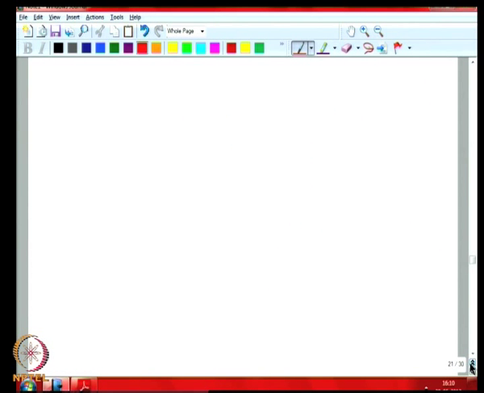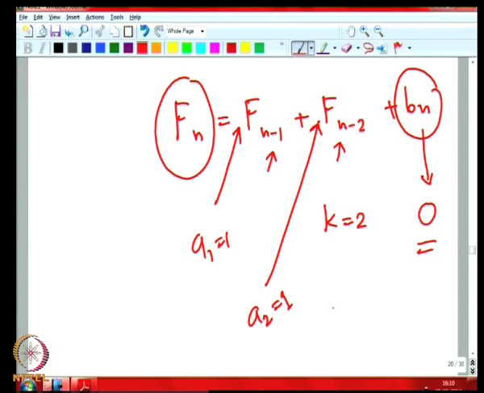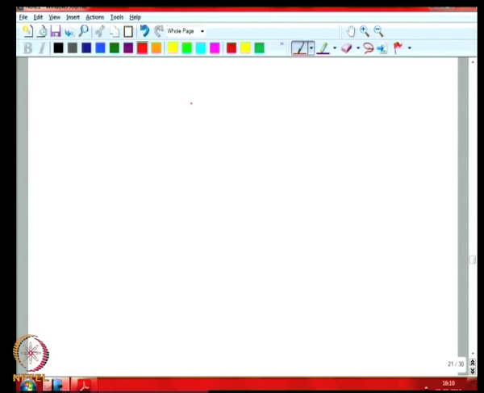Similarly, when Bn is 0, we have another qualifier, called homogeneous recurrence relation. When Bn is equal to 0, it is called a homogeneous recurrence relation, and together with linear, these are linear homogeneous recurrence relations, right.